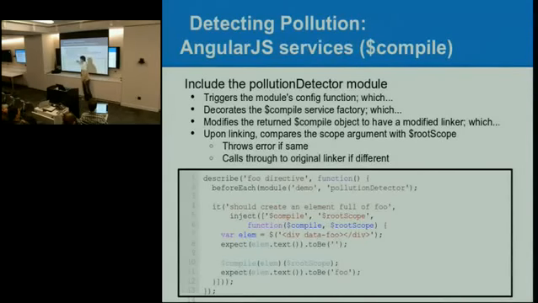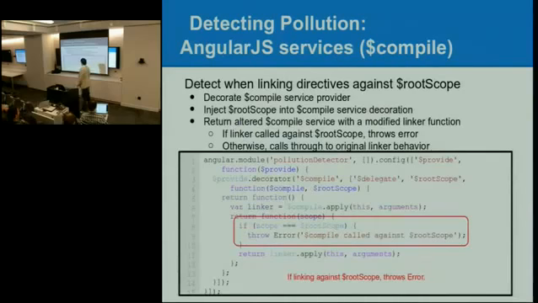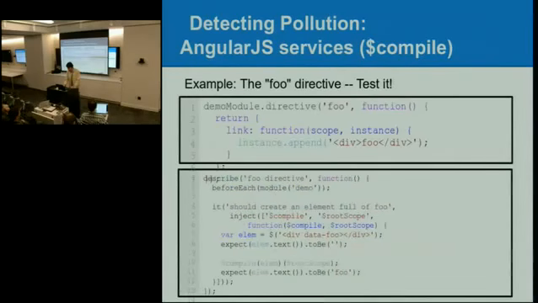Here we use the beforeEach module function to list the modules that are being used in our unit tests. We can add pollution detector to that list of modules. And now what that means, to back up a little bit, is that this whole function sequence is being called. The pollution detector module is being used, which means that the pollution detector module's config method is called, which means that the root scope gets instrumented, or sorry, that the compile service gets instrumented.